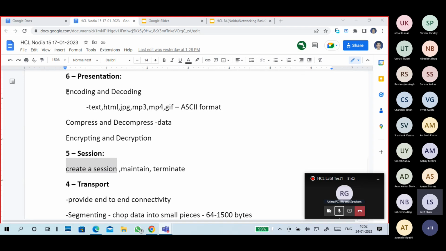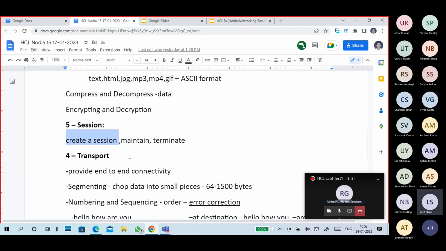Presentation layer: encoding, decoding, compression, decompression, encryption, and decryption. Session layer: when you are sending data, you first send a request, a session will be created, and when you completely receive the data, the session will be terminated automatically. Or if any network interruptions occur, the session will be terminated.